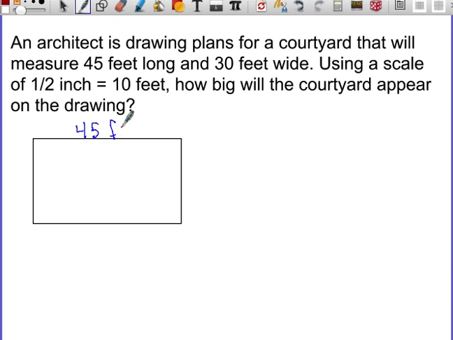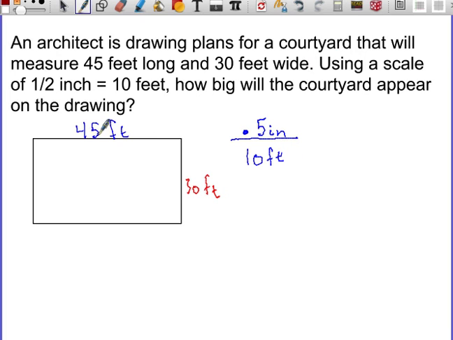45 feet is what I meant, right? By 30 feet wide. And that's the actual dimensions in real life. Using a scale of 1/2 inch equals 10 feet, what do you do as soon as you see the scale? Go ahead and write it down. I'm going to write 1/2 as a decimal because it's easier to work with. 0.5 inches to 10 feet.